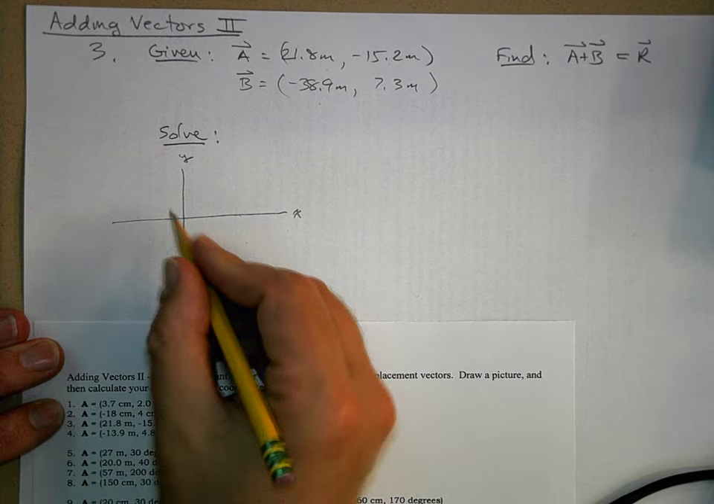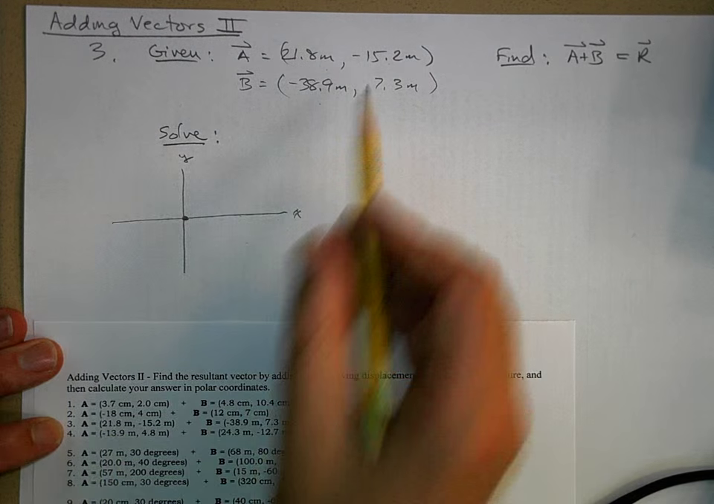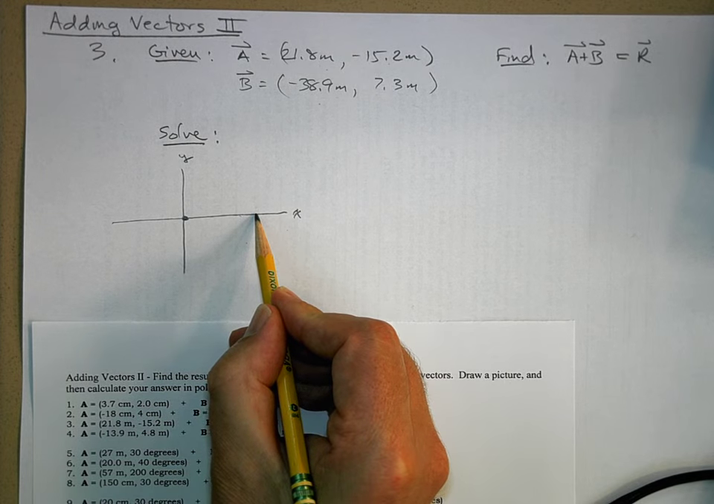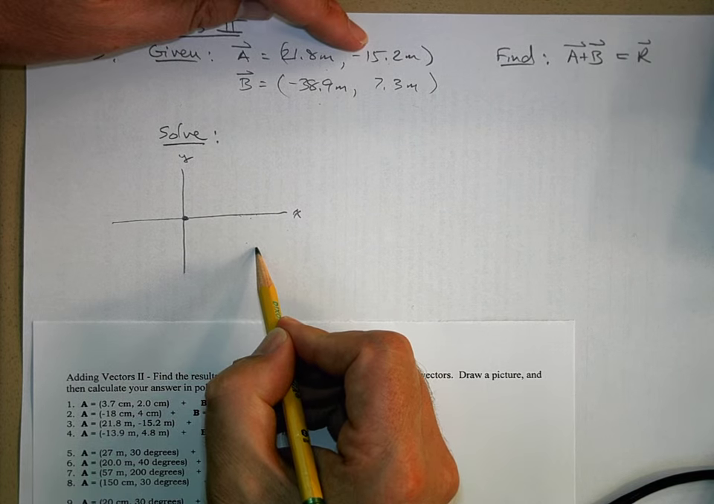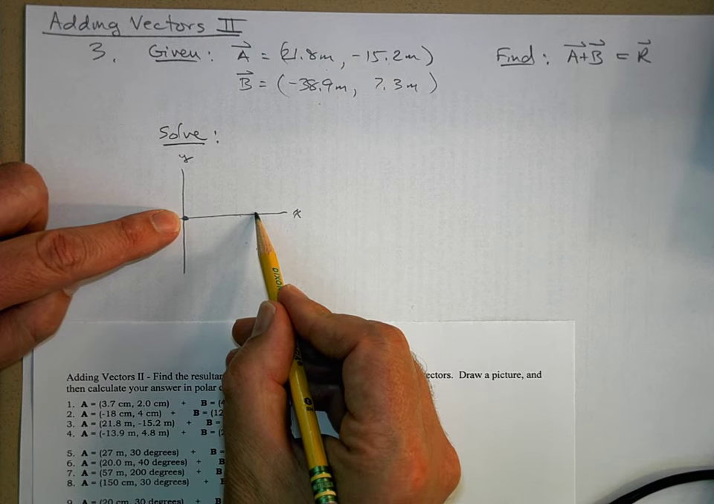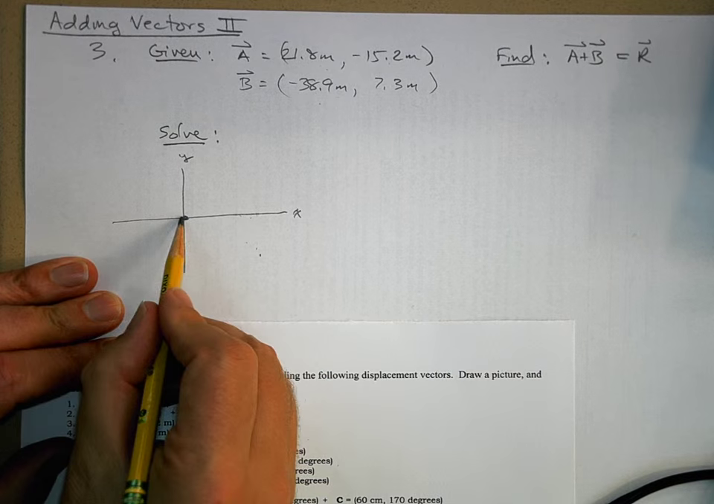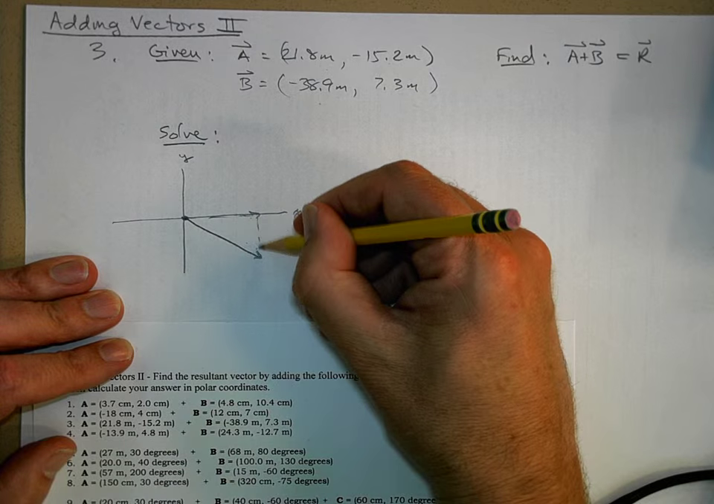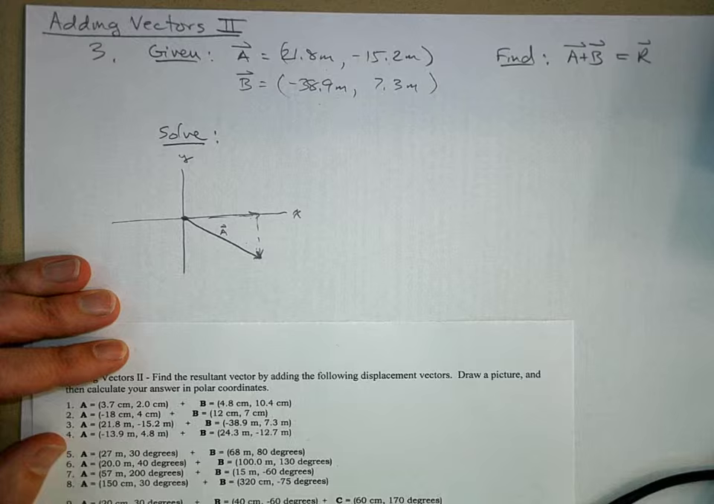So I'm going to start at the origin here, and I'm going to say, okay, A is 21.8. Well, if that's 20, how do I know that's 21.8? Because I say so, all right? And then it goes down 15. Well, if this is 20, 15 would be about right here, but I'm going down. So it's just an approximation. There we go. So here's 21.8, and there's that. So there's vector A, a sketch of A.